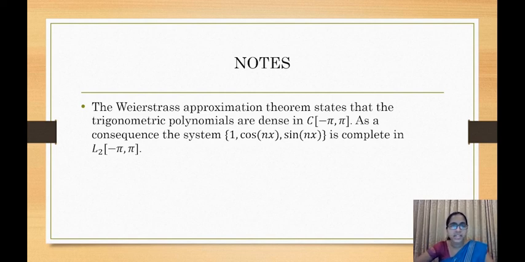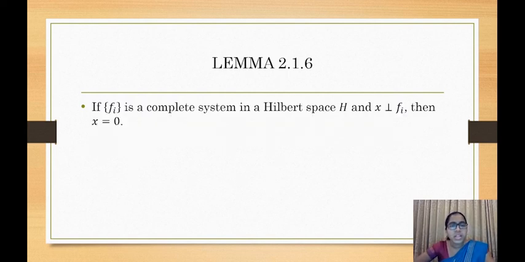You can easily verify it. Now next we'll move on to a lemma 2.1.6. The lemma states that if set Fi is a complete system in a Hilbert space H and x is orthogonal to Fi for every i, then x must be 0. So if there is an element which is orthogonal to every member of a complete system, that particular element must be 0. This is the concept behind this lemma.